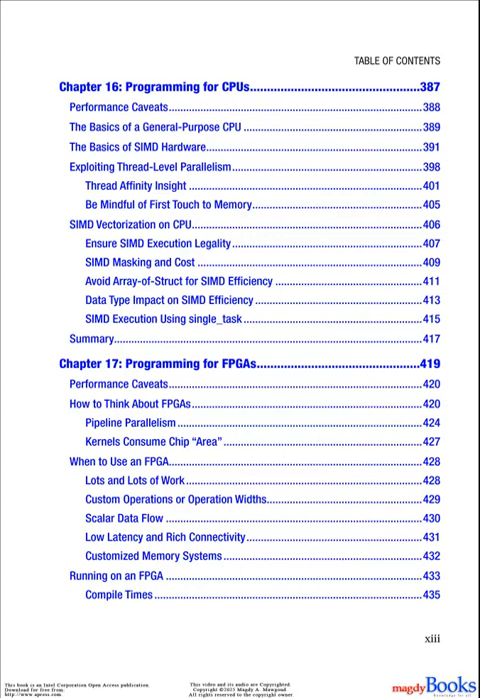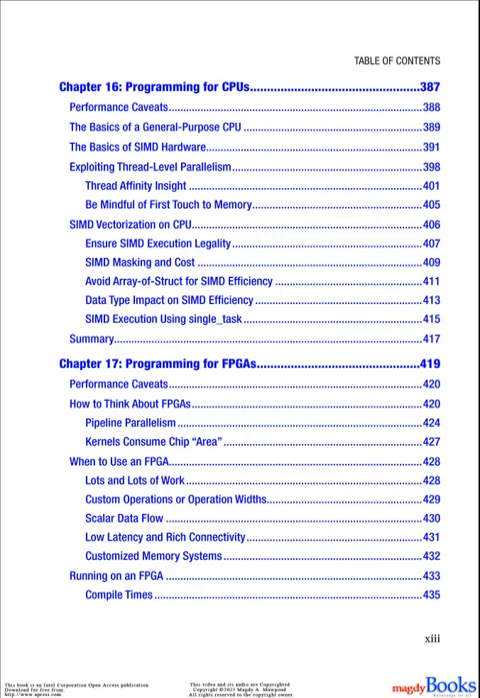Chapter 17. Programming for FPGAs. Performance caveats. How to think about FPGAs. Pipeline parallelism. Kernels consume chip area. When to use an FPGA. Lots and lots of work.